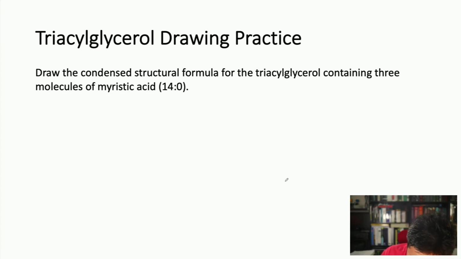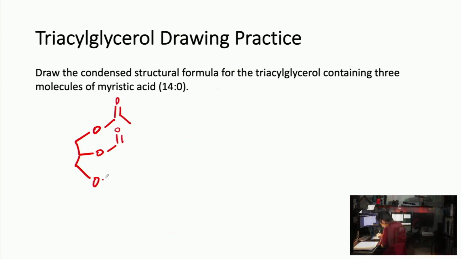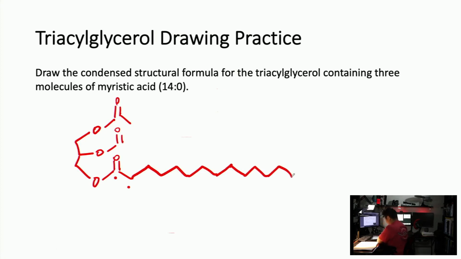Okay? Line angle. So again, we'll do the glycerol first. Right? The glycerol first. And then we'll do the carbonyls next. Right? And then we'll draw the carbons. So we already have one carbon here, 2 carbons there, 3, 4, 5, 6, 7, 8, 9, 10, 11, 12, 13, 14. That's the line label version, right?